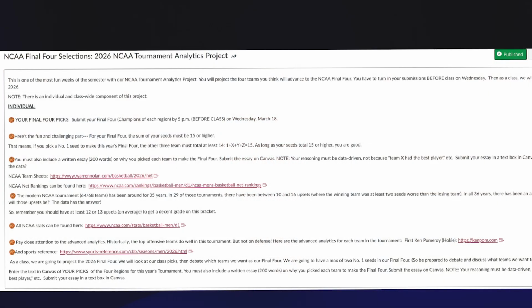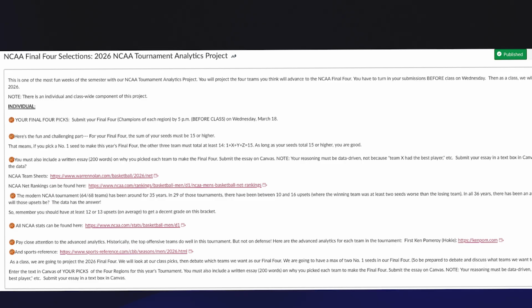There are a few caveats to this, all of which are in the assignment tab in Canvas for you to see. So let's take a look right now. You've got to have your 4 teams picked by Wednesday before class, but there is an individual and class-wide component to this project. You're going to pick your Final Four, but here's the challenging part. The sum of your seeds must be 15 or higher.